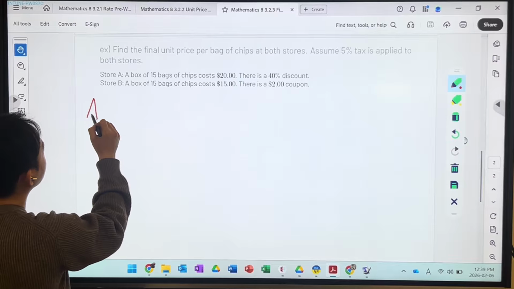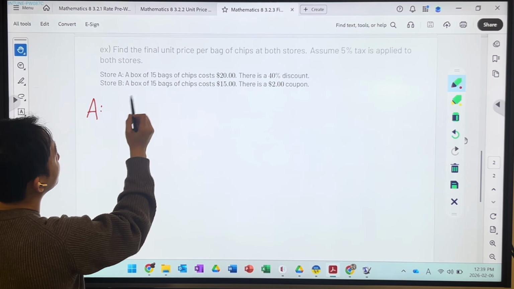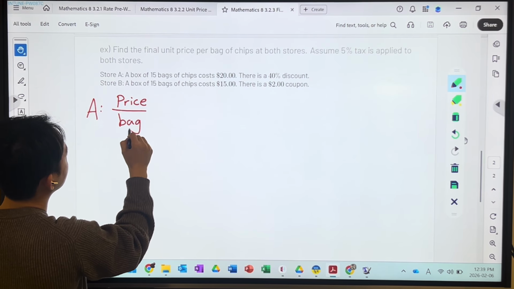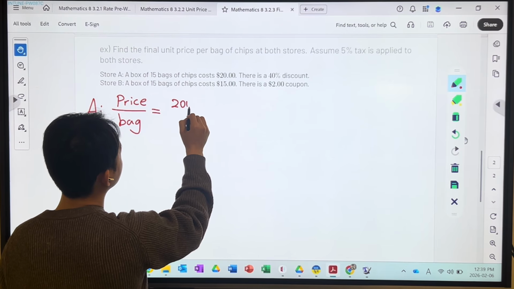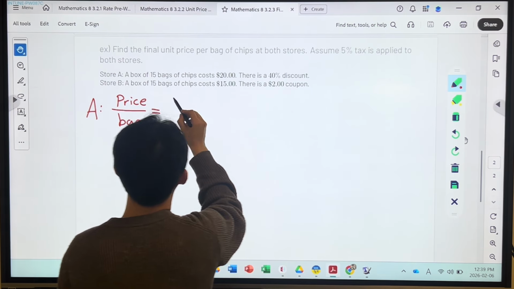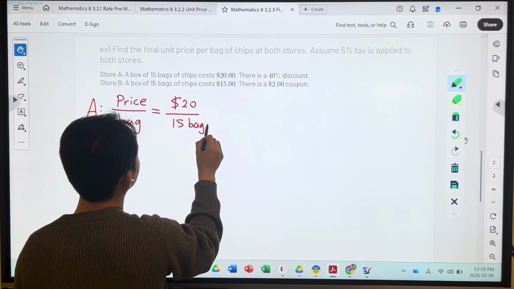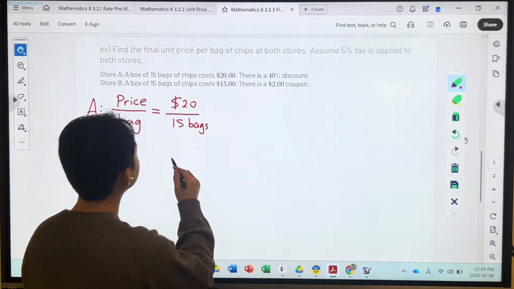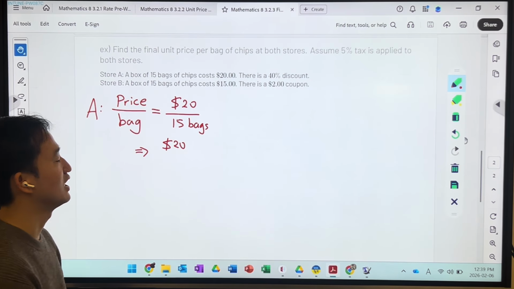So for store A, first of all, I think we can put it as the price per bag is the rate that we want to find. In the beginning, it's $20 per 15 bags. However, we need to account for the discount and also the tax that we have. So in this case, first, let's apply the 40% discount.